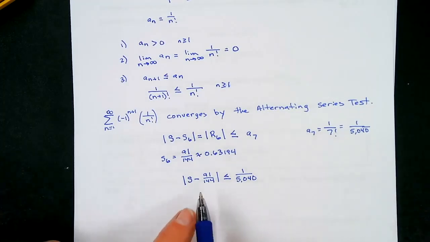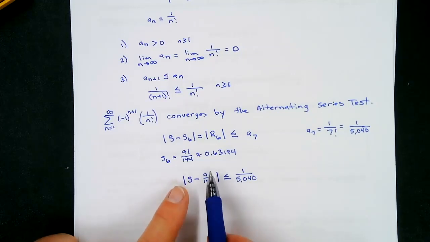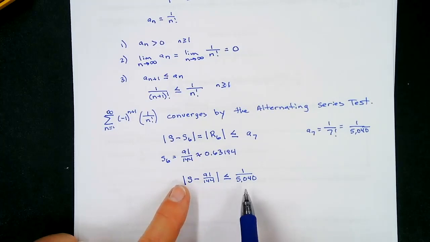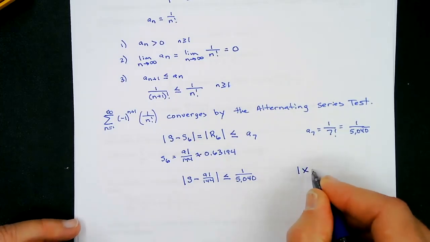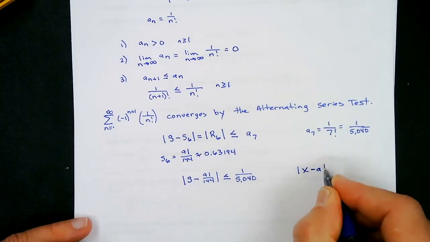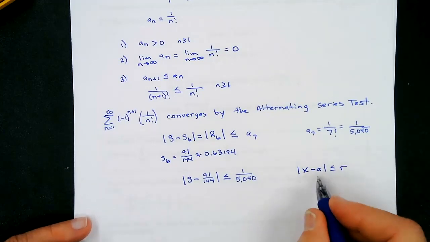Okay, now this is an absolute value inequality, and how you solve it is that the absolute value is how far you are from 0 on the number line. That distance has to be less than this. Well, that means it's in between. So here's a formula for this. If you have something like this, the absolute value of x minus a is less than or equal to some r, then that means x minus a has to be in between negative r and r.